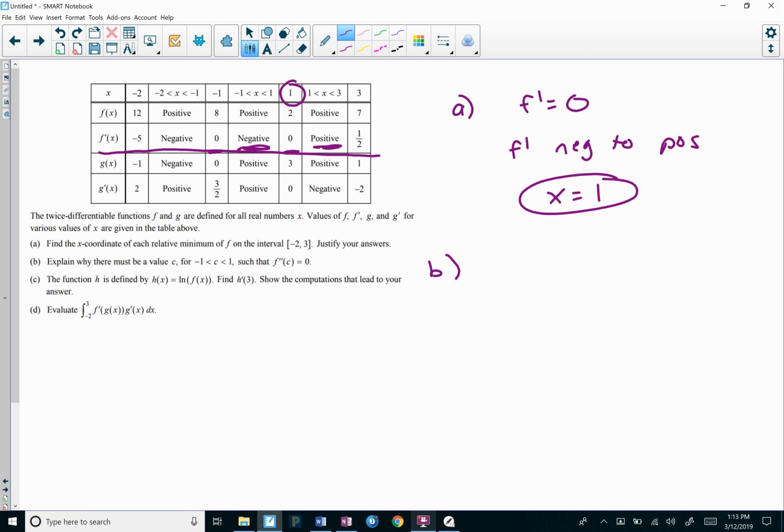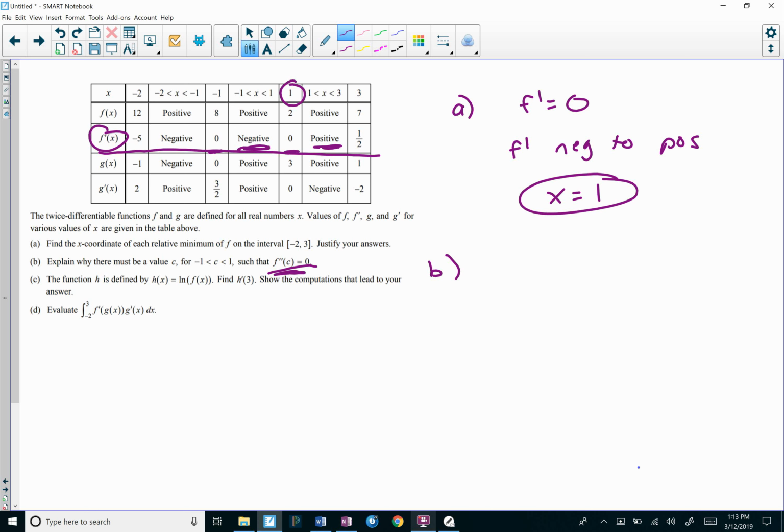Part B, I think, was pretty challenging. It says, is there a place c such that f double prime equals 0? Well, if it's asking me for when the function equals a value, that's the IVT. When the derivative equals a value, that's the MVT. But we have no test that says when the second derivative equals a value. So we have to view this a little differently. We're viewing this as the second derivative is the first derivative of the first derivative. So we're actually going to do the MVT on the first derivative, not the function.